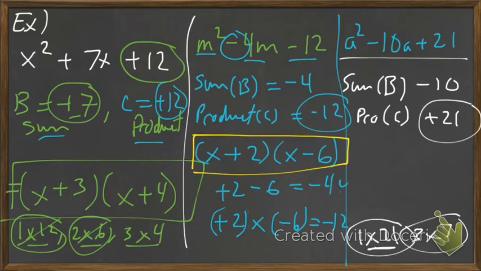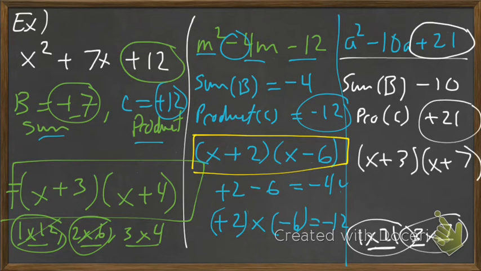I don't think 1 and 21 will give me 10 if I add them together. So I'm guessing it's going to be 3 and 7. Let's try it out. X. 3 and 7 to get to positive 21. We can try positive 3 and positive 7. Plus 3 plus 7. We need to get a sum of negative 10. That's not going to work, right? Because positive 3 plus 7 is equal to positive 10.